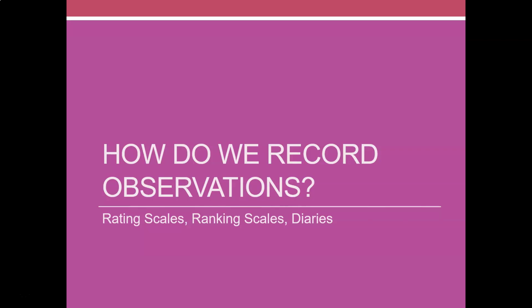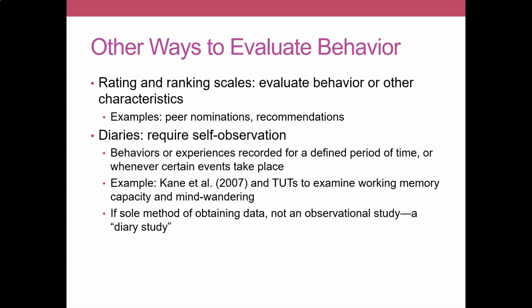Some other ways that we can record observations include things like rating scales, ranking scales, and diaries. There are a lot of other ways to evaluate behavior besides coming up with a coding system. We can do things like rating or ranking scales. We can evaluate behavior or other characteristics. That might include things like peer nominations.